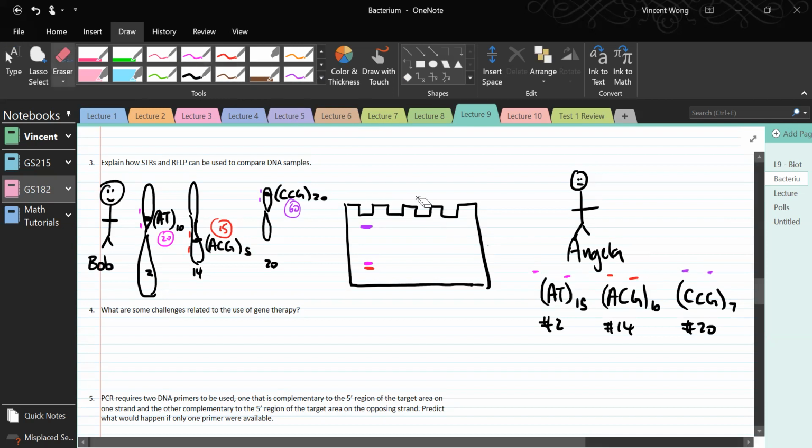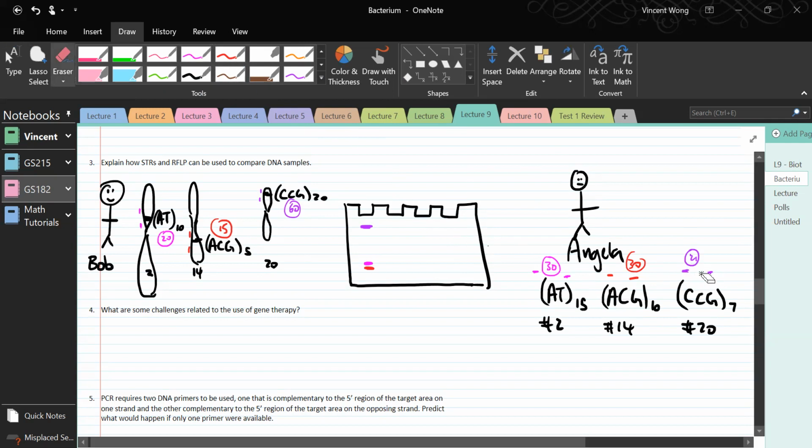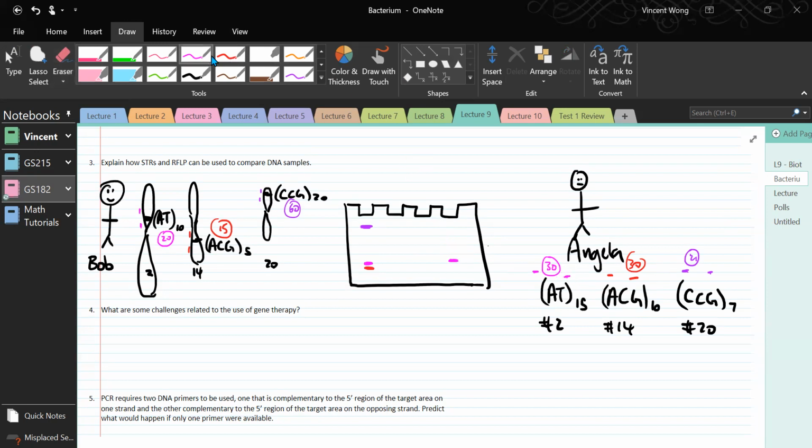If we do the math, we will see over here, 15 times 2 gives me 30. 10 times ACG gives me 30 as well. And then 7 times 3 gives me 21. So if I run her sample on a different lane, we would see 21 further down, maybe around here, corresponding to the 20 location. And then the 30 and the 30 here would be at the same place.